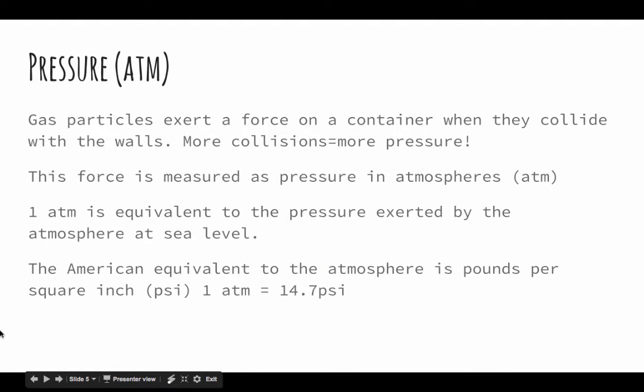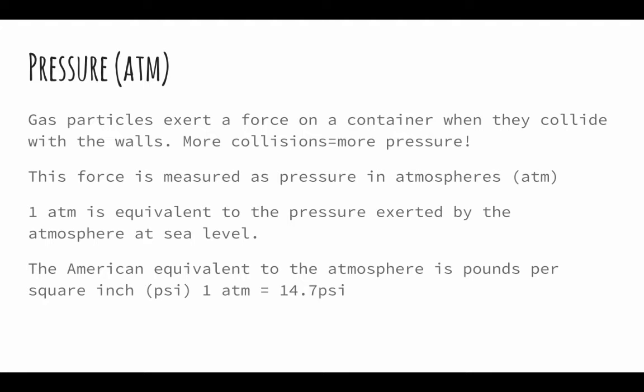The next variable we're going to talk about is pressure. Pressure is measured in what's called an atmosphere, or ATM. Pressure measures the exerted force on the container when those gas molecules collide with the walls of the container. So every single time a gas molecule collides with the wall of a container, it basically hits the wall, and that collision is measured as pressure, which is the force of the collision. So we measure in atmospheres.